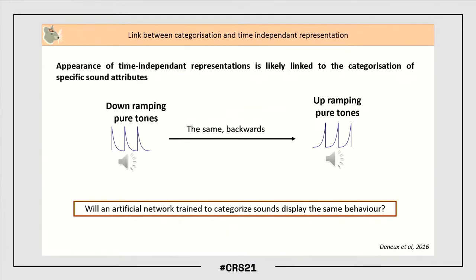Now, we hypothesize that it was linked to the fact that the auditory system is not just describing sounds in time, it's actually categorizing them. And I'll give you a perceptual example of this.